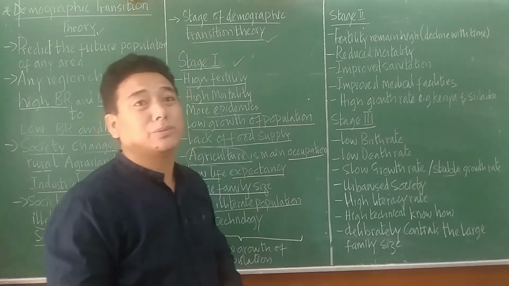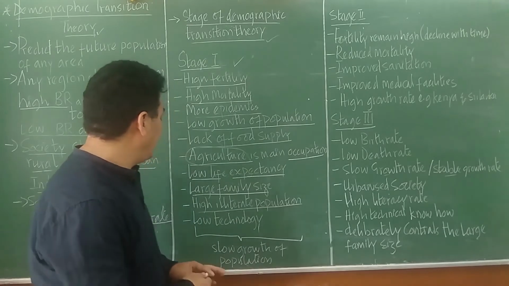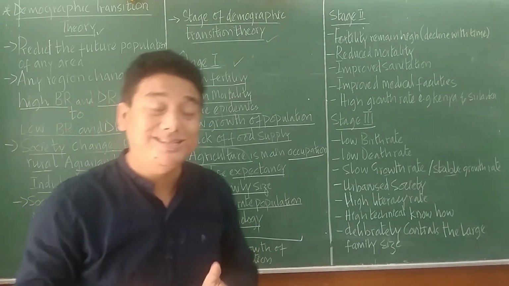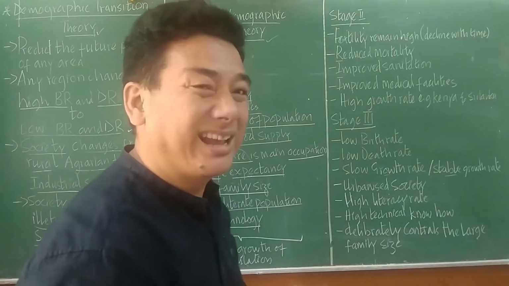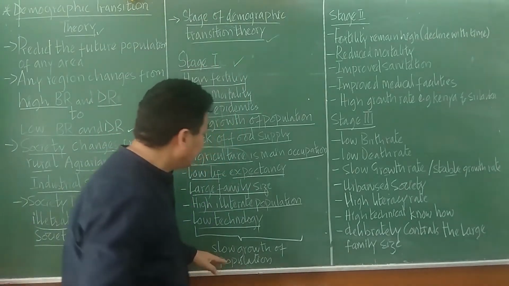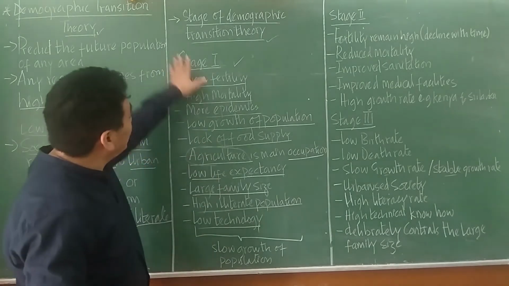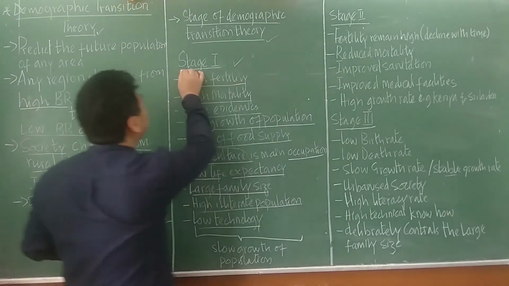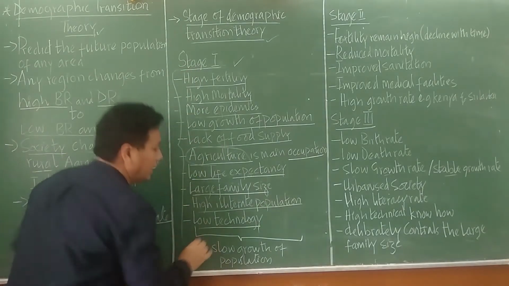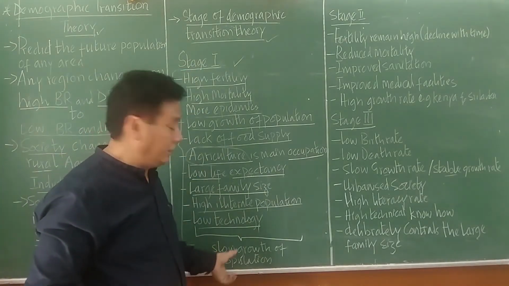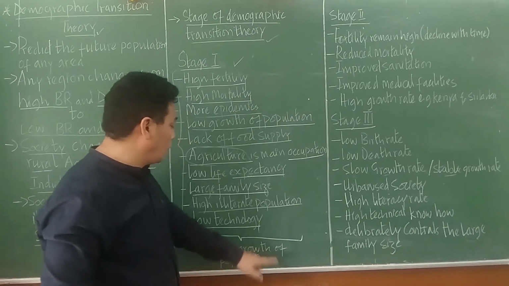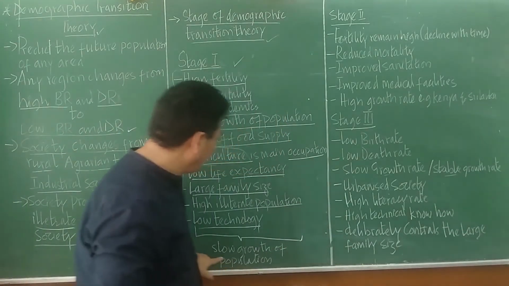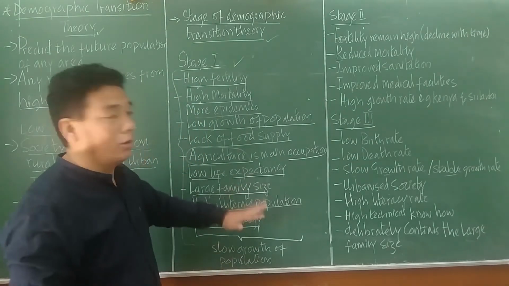lack of education, and low technology, or they are using a simple technology, like a spade and so on. You can describe the first stage in these three words: slow growth of population. So in the first stage, the situation is low growth of population.